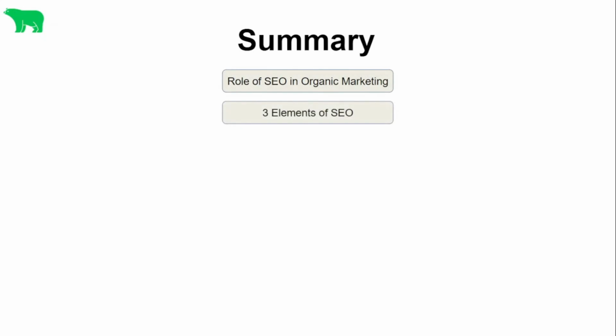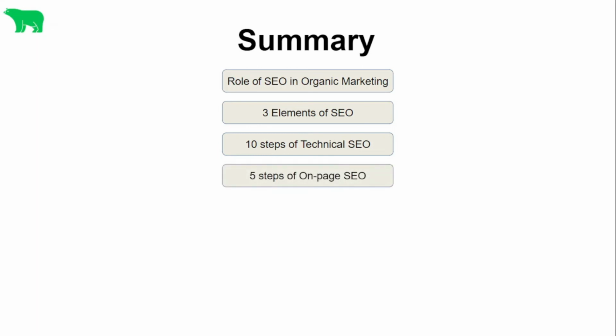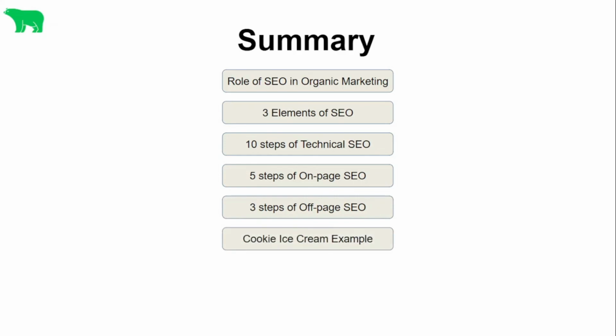Now let's summarize what we have learned today. We have discussed the role of SEO in organic marketing. We understood the 3 important elements of SEO, the top 10 steps that are needed to champion technical SEO, 5 steps to achieve on-page SEO, and 3 steps to perform off-page SEO. We have taken an example of cookie ice cream for you. We have tried to understand how it can be optimized using the 10 steps of technical SEO.